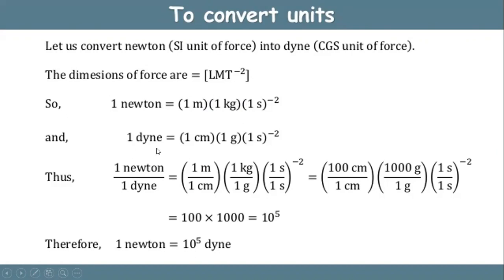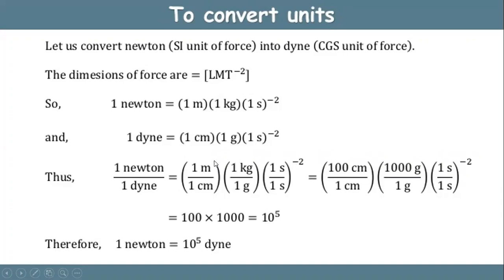And we can write for 1 dyne. L in CGS system is 1 centimeter. M in CGS system is 1 gram. Time in CGS system is 1 second. So we can write it as 1 centimeter, 1 gram and 1 second raised to minus 2. Now we are going to divide one by the other. 1 Newton by 1 dyne is equal to 1 meter by 1 centimeter, 1 kg by 1 gram, 1 second by 1 second raised to minus 2.